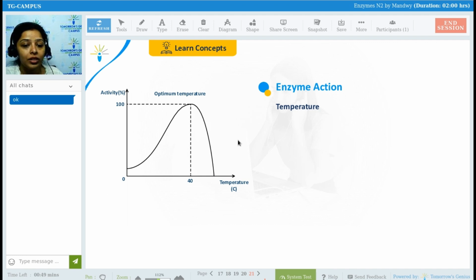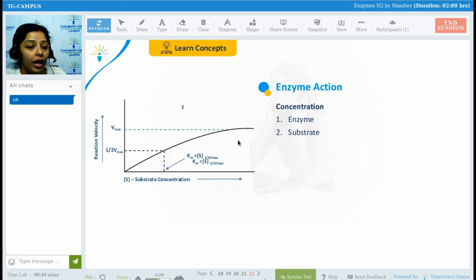Yes. So you can see the graph. The graph is very important for each and every factor, okay? Another is concentration. When we were talking about concentration in the properties, we have seen the Michaelis-Menten equation, the Km constant, right? What have we seen about the Km constant?